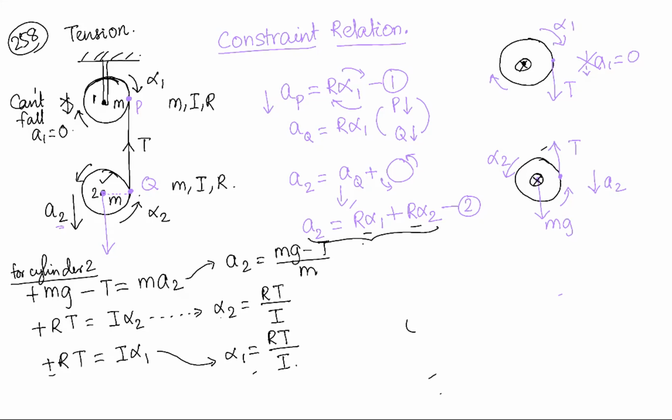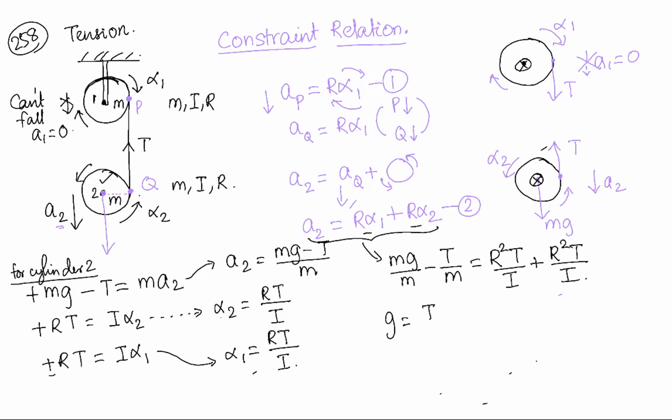So let us take this equation and let's put all the values that we got into this. So you'll get mg divided by m minus t divided by m. So this is the value of what? A2. ये A2 का वैल्यू जो अपन ने डिराइव किया. फिर उसके बाद राइट साइड पे क्या आएगा? R into alpha 1. So what is alpha 1? RT by I. So it will become R square T divided by I, and again you will get R square T divided by I. हमें यहाँ से T निकालना है. तो G is equal to T divided by M plus T into R square by I. दो बार हो गया तो 2T R square by I. अब T को कॉमन ले जाओ तो T is equal to G divided by 1 by M plus 2 R square divided by I.